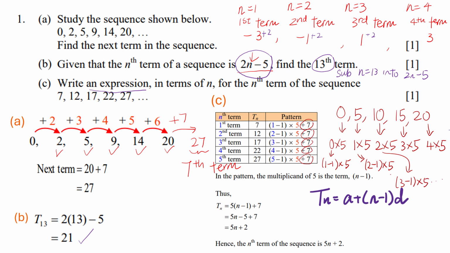And you see that this number here represents the term. That will be your first term. 2 represents the second term. 3 represents the third term. So therefore, if you want the nth term, it will be n minus 1 times 5 plus 7. And that gives you 5n minus 5 plus 7. And that gives you 5n plus 2. And that's how we get the expression.